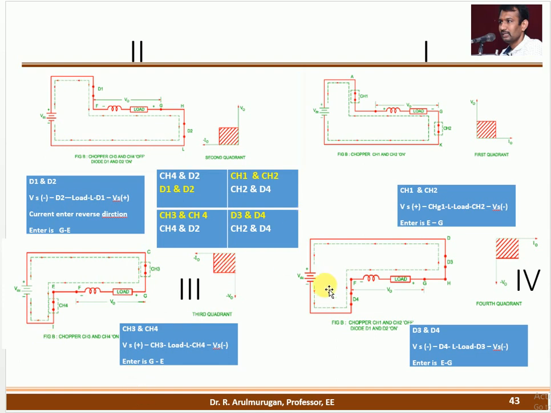Okay, then the next one, the fourth quadrant. What is the fourth quadrant? Reverse braking. So reverse braking here and forward braking are both the same in terms of braking, in terms of the load to the source.